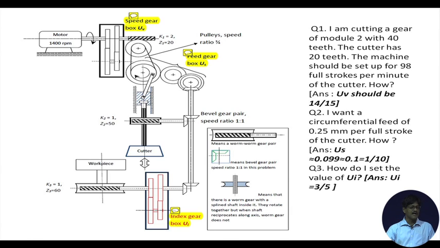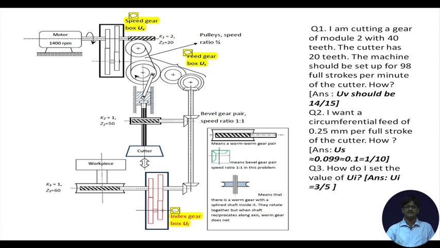Next question is, I want a circumferential feed of 0.25 millimeters per full stroke of the cutter. How do I achieve this? The answer is that US, the feed gearbox, should be set to a value of roughly 1 by 10. So, if you set a value of 1 by 10 to the feed gearbox, you will be achieving a circumferential feed of 0.25 millimeters per full stroke of the cutter.